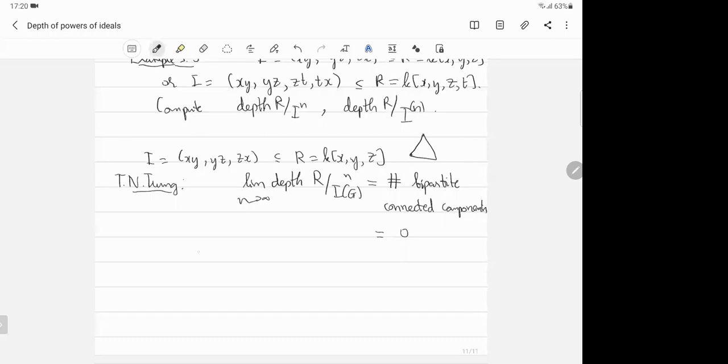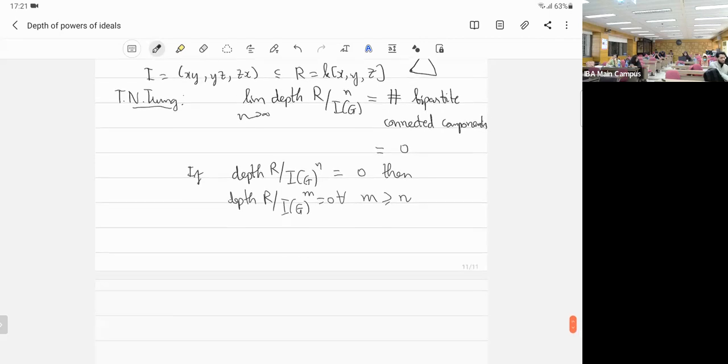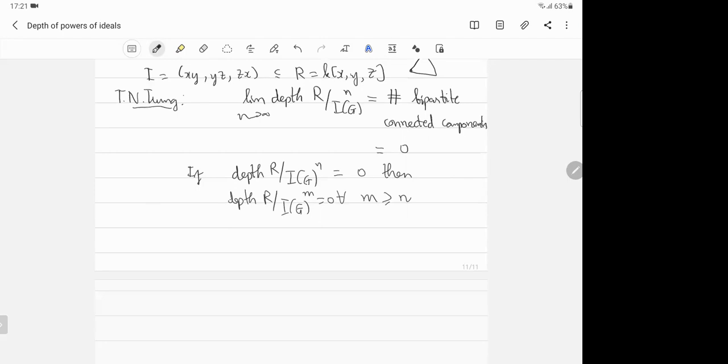Here I cheat a little bit, but actually one can also prove that as soon as this becomes 0, then it will become 0 forever after. So also in the case of edge ideals, if this is equal to 0 for some n, then it is also equal to 0 for all powers from n. So we only need to care about the first position where this becomes 0 and the position before it, right?